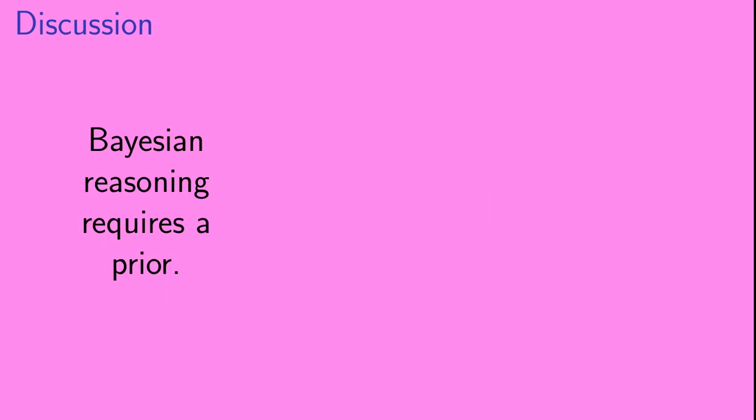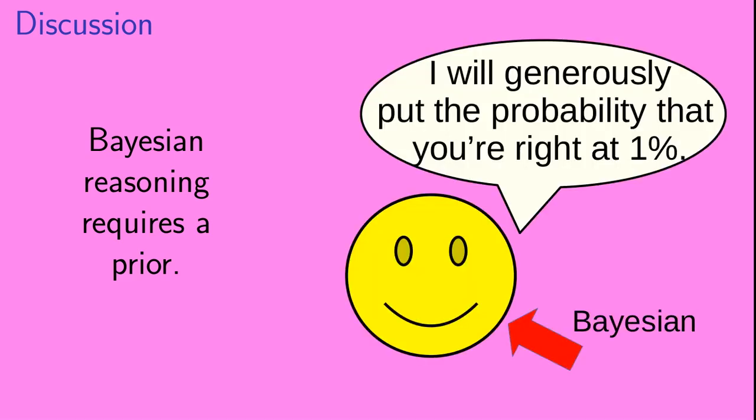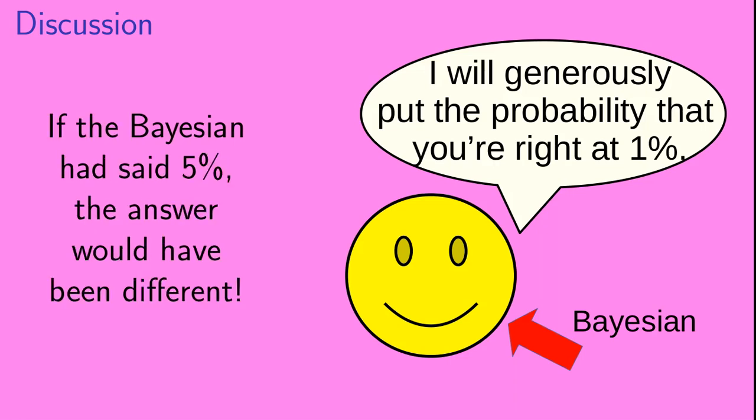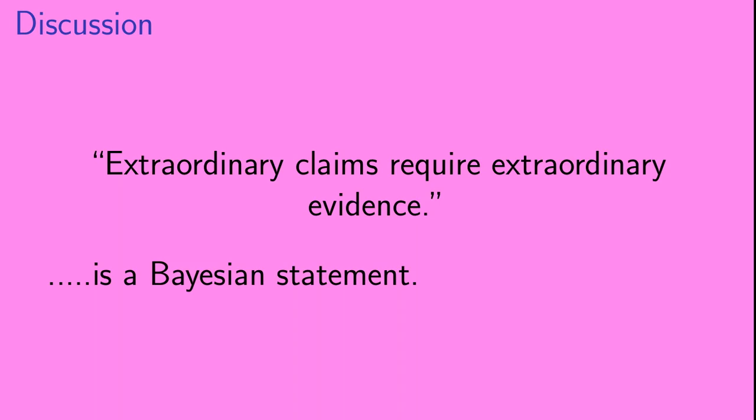Bayesian reasoning requires a prior. Remember in our coin flipping example that the Bayesian applied a prior probability of 1% to the heads-only coin hypothesis. If they had been more generous in their estimate, and instead said 5%, the answer would have been different. You might know the phrase, extraordinary claims require extraordinary evidence. Extraordinary claims are those with small prior probabilities. So this phrase is a Bayesian statement.